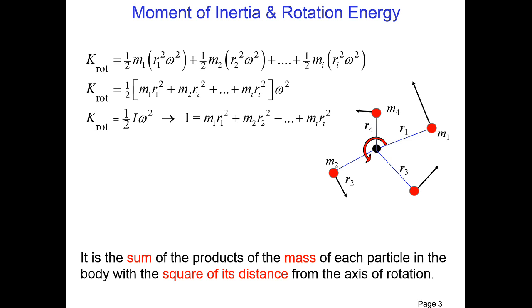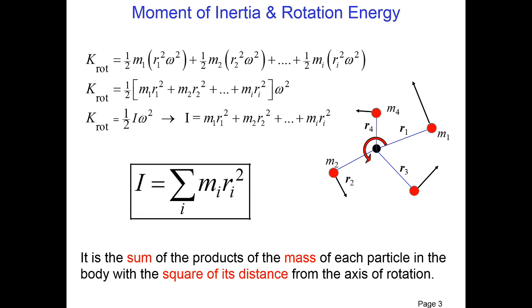Notice that the radius is the distance from the axis of rotation to the mass that we're interested in. And so to get the total moment of inertia, you have to take all of the individual masses and sum them up. So we have this sigma, this thing that looks like a Greek letter E. That means that we're summing up all of the masses and their radii, squaring their radii, and adding them all together.